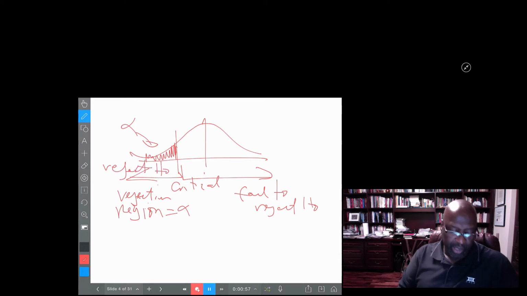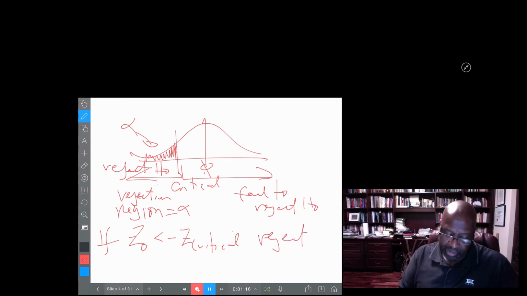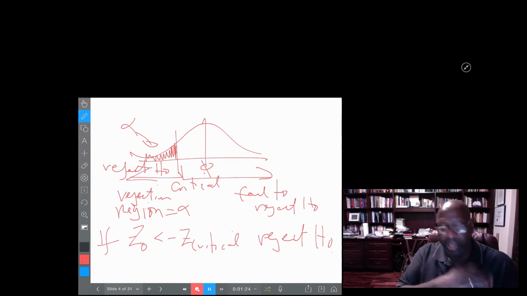Okay. So again, in this case now, because we know this is 0, what would happen is that if our observed Z value is less than negative Z critical, because any value to the left of 0 is going to be negative, we will reject H0. So that's the rule that we have when we are looking at a left tail test.